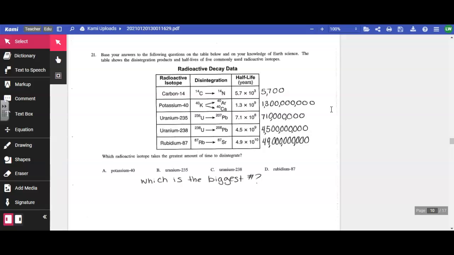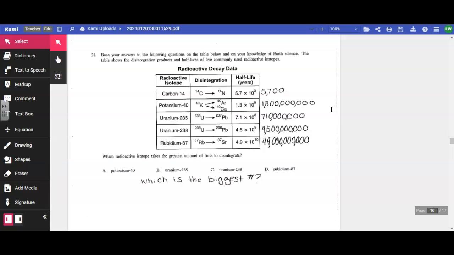Number 21. Base your answers to the following question on the table below and your knowledge of earth science. The table shows disintegration products and half-lives of 5 commonly used radioactive isotopes. Which radioactive isotope takes the greatest amount of time to disintegrate?